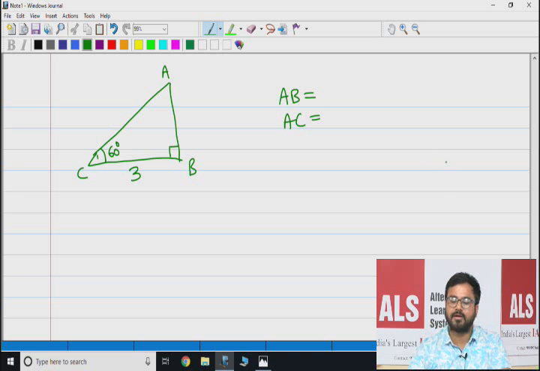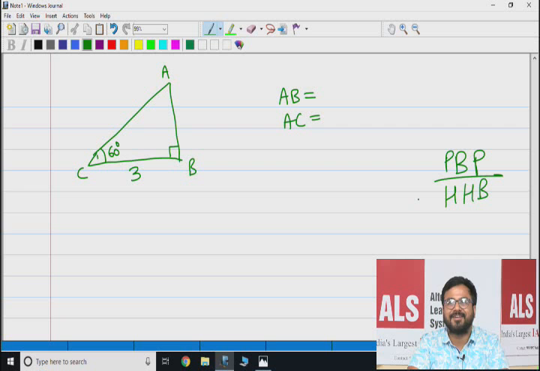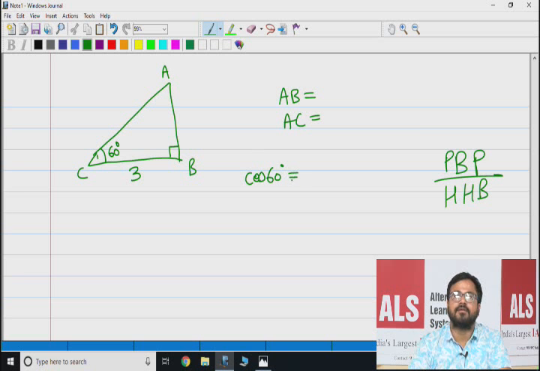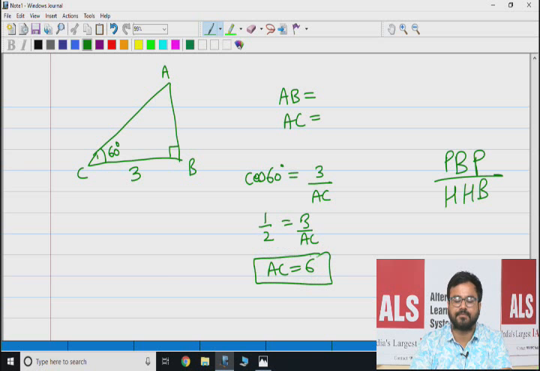So you might remember that thing, Pandit Badri Prasad har bole, PBPHHB. So we are given the base and we have to find the hypotenuse. Then base and hypotenuse are related with cos theta. So you can say cos of 60 degree is nothing but base upon hypotenuse. Base is 3, hypotenuse is AC. And cos 60, you should know the value, which is 1 by 2, which is 3 over AC. So AC is nothing but cross multiply, 2 into 3, which is 6. So one of the sides, AC, is 6.